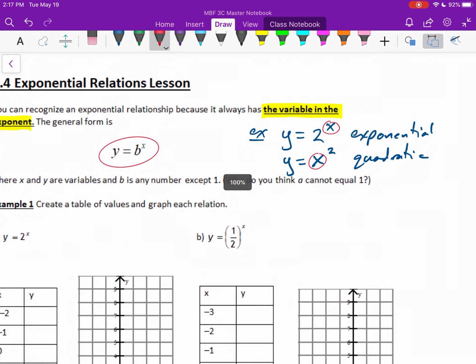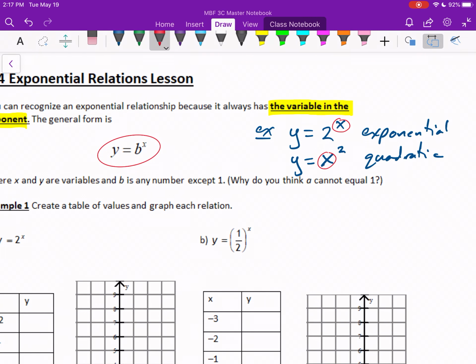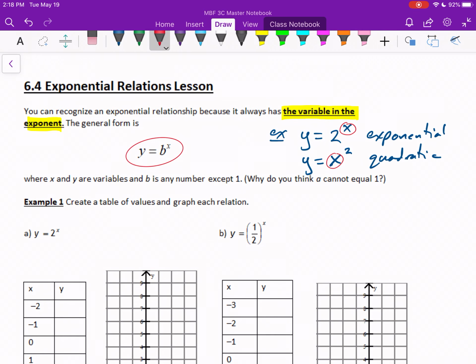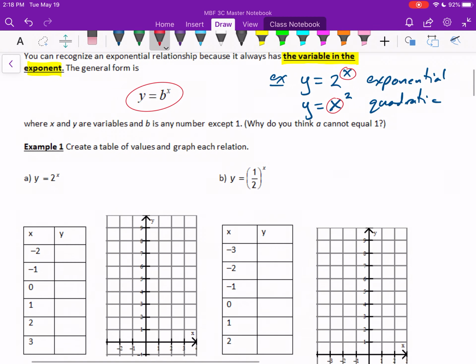B can be any number. The base, think of b for base, can be any number other than 1. And the reason why it can't equal 1 is because 1 to any exponent still equals 1. Think about, say, 1 squared. That means 1 times 1, 1 times itself twice. Still 1. 1 to the 3, 1 times 1 times 1, still 1. So it doesn't matter what exponent you put on 1, you're always going to get 1.